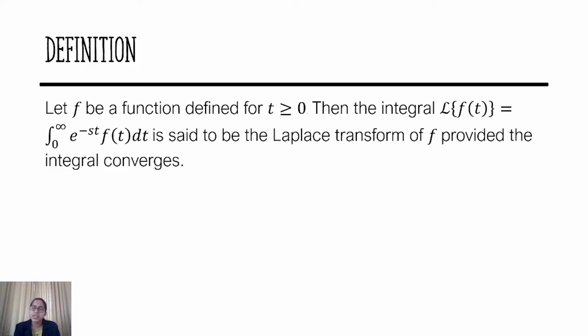So this is the definition of script L of f of t, that is the Laplace transform of a given function in terms of t. As I stated before, the integration is to be done with respect to t, and we have the variable s remaining, right? So the value that we get will actually be a function in terms of s. The notation that we'll be using is script L of f of t is some function in terms of s.